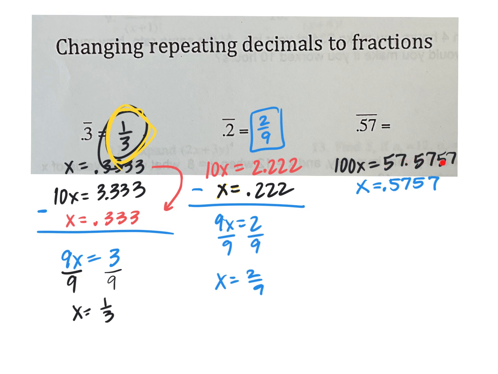57.5757. I always want this extra decimal to match that one. So when I do subtract them, 100 minus 1 gets me 99x equals 57. Oops, I forgot my x. Therefore, x equals... good job, you guys. Who would have thunk?